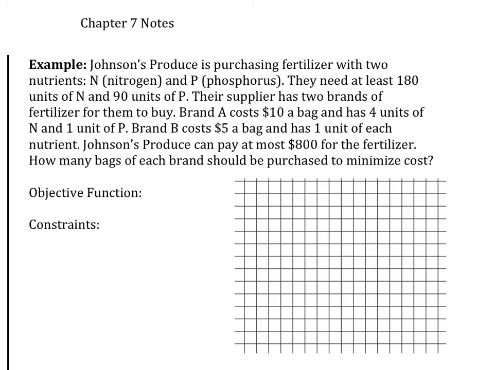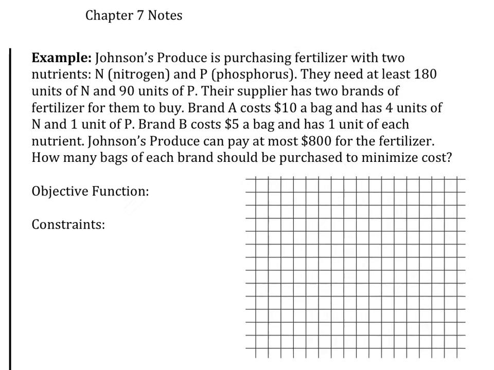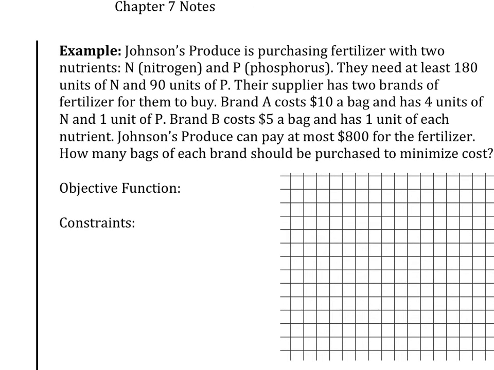Too much information. Information overload. When that happens, no matter what you do, you always go back to the question. That's the most important part, right? This is what they want you to answer. So I want you to read this question again with your partner. You guys are going to decide which ones are the variables. Is it N and P or brand A and brand B? Okay, look at the question and then talk to your partner.